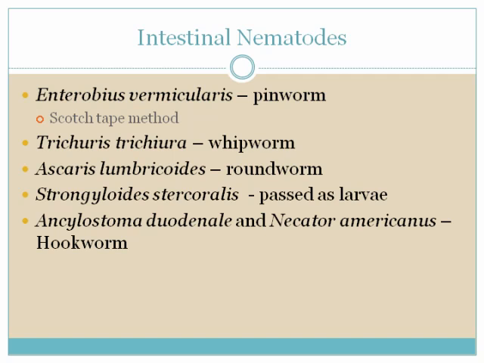Strongyloides stercoralis is passed as larva instead of as the egg, and the larvae are called the rhabditiform larvae. And then finally we have Ancylostoma duodenale and Necator americanus. These two are referred to as hookworm.